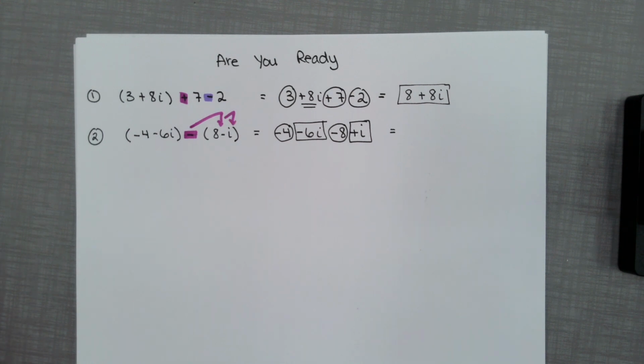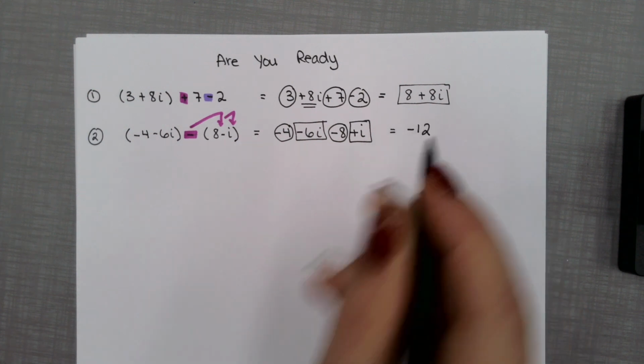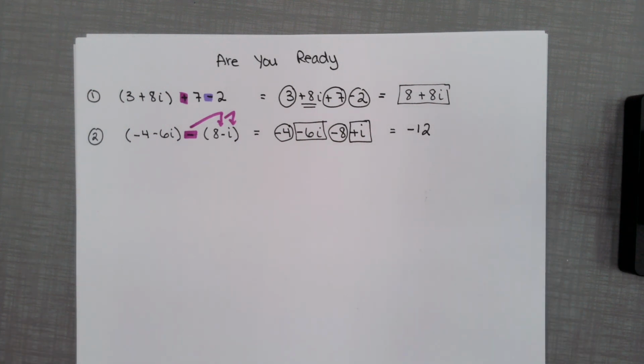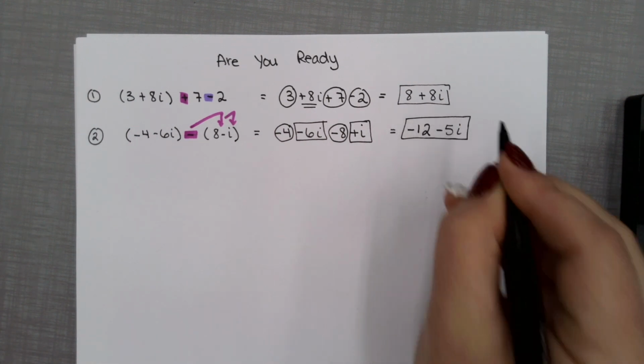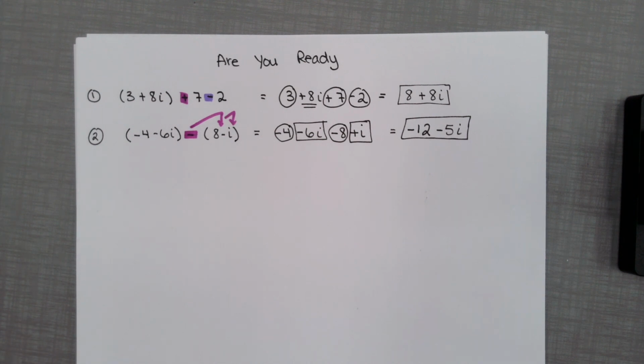Real is before imaginary, so I have negative 4 minus 8, which gives us a negative 12. Negative 6 plus 1, that gives us a negative 5i, imaginary. It would be in correct format, yes. What would this format be called? This is called a complex number. So this is complex number format, so we want to make sure to put the real before we see the imaginary.